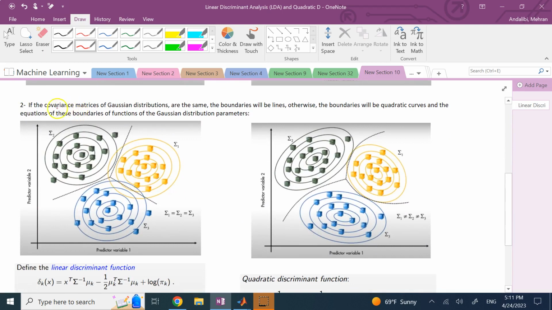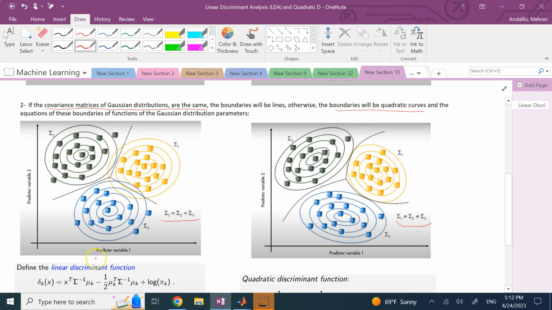Now, if the covariance matrices of these clusters are the same, then you can easily show that the boundaries will definitely be lines, okay? Mathematically, you can show that when you connect these points together with equal probabilities, they would be on a line if the sigma 1, 2, 3 are equal. On the other hand, if they are not equal to each other, then the boundaries will be quadratic curves, like x2 is a quadratic function of x1.